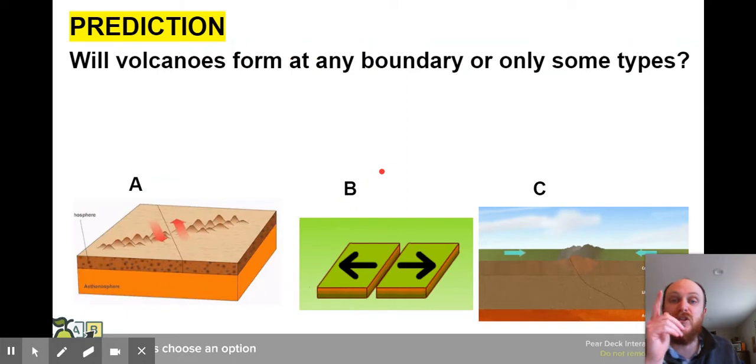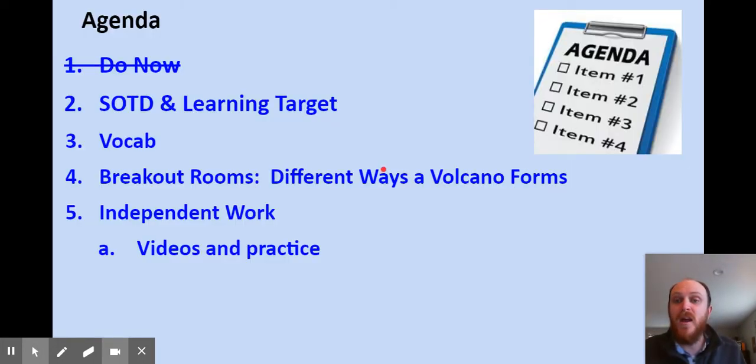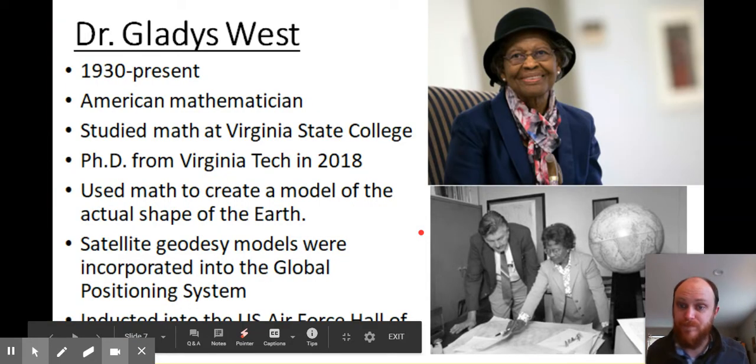I want you to make this prediction and you'll see the answer when you do a little research in a second. After our scientist of the day and our learning target, a little bit of vocabulary. You're going to watch a video just generically about what a volcano is. We're going to look at different ways volcanoes form, and then there's some practice. I think 4 slides of practice later. No quiz.